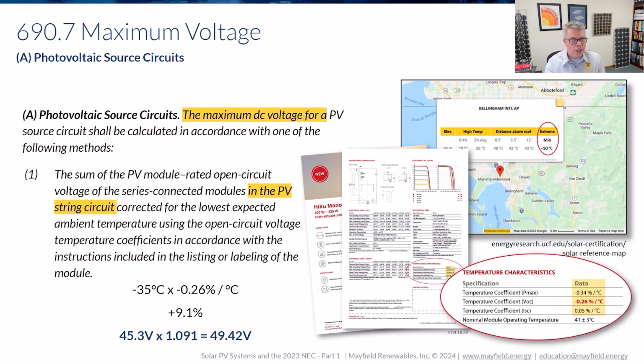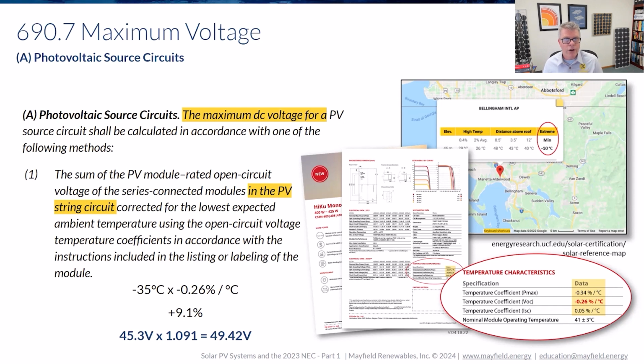The negative 0.26 is straight from that spec sheet. Again, those negative symbols are important, because the negative 35 indicates that we are 35 degrees C less than standard test conditions, and the negative 0.26 indicates the inverse relationship with temperature. So we take negative 35 times negative 0.26, and that tells us we're going to see about a 9.1% increase. A negative times a negative is positive. So we're going to see an increase of about 9% from that module's standard test condition voltage.